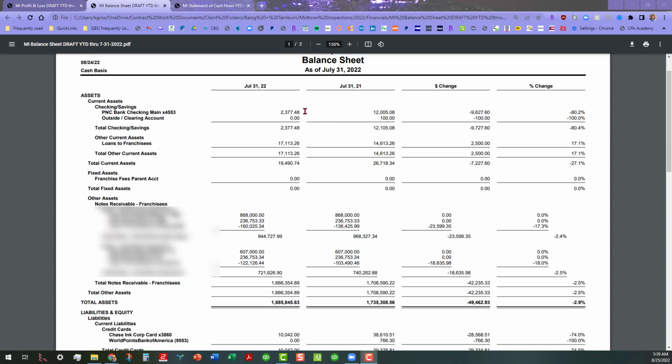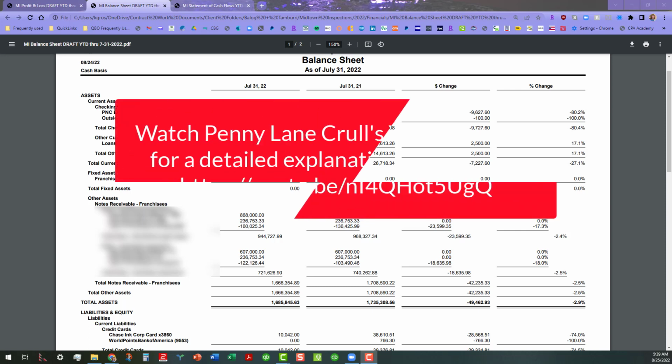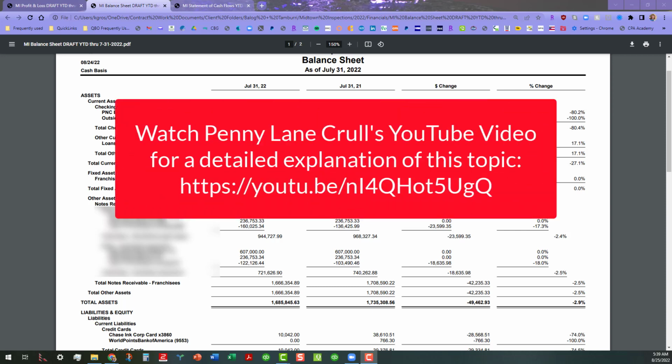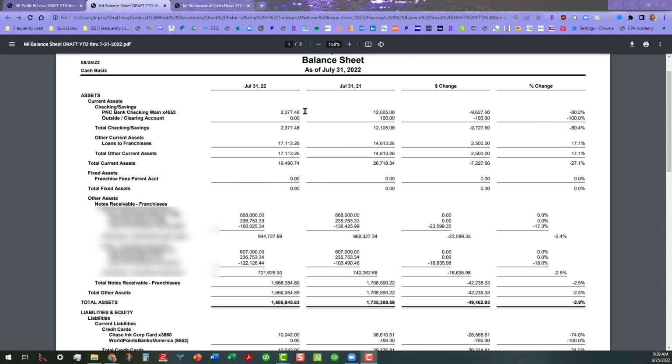So the question of where did my money go often comes up a lot. And I also see this in groups. So I want to try to address this on a high level. I am going to put a link to a video below. Penny Lane Crull does a really good job of explaining how this ties into the statement of cash flows, which I will show you at some point. But basically, I want to talk about 3 things that are going to impact your being able to figure out at least where your money went. So with that, let's go ahead and switch gears here.